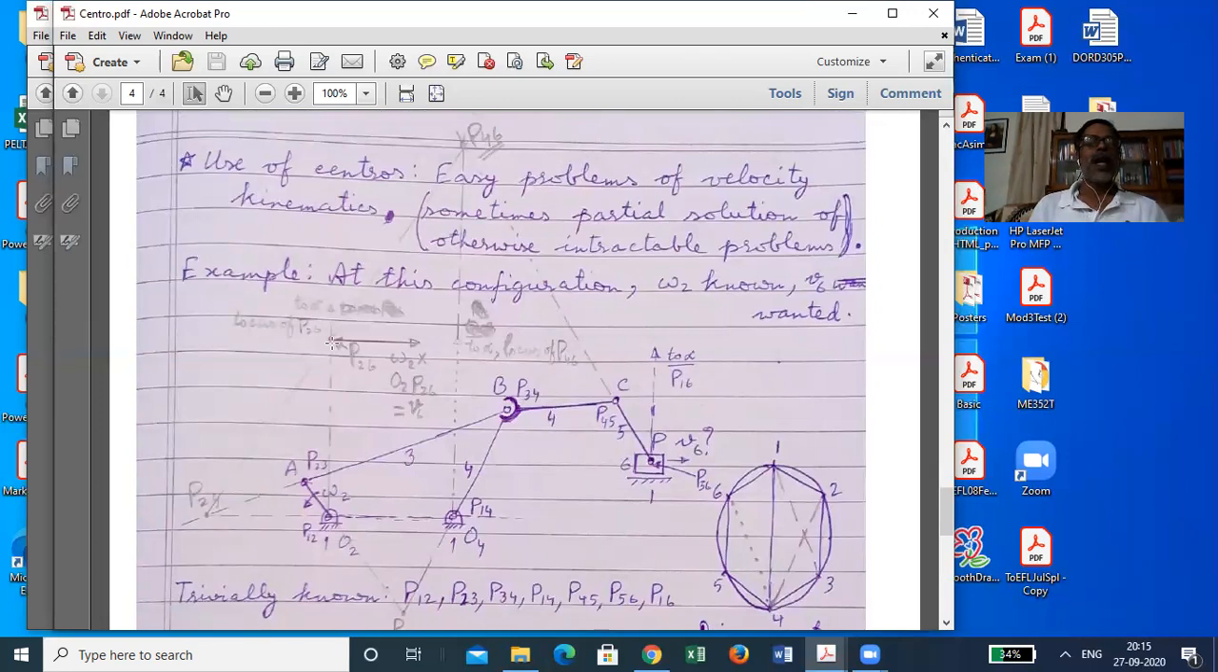Sorry, P26. So P24, P46, P2 and P26. This locus and this locus intersect here, so this point is P26. Okay. And now that you have determined P26, you can consider this link as an extension like this, and determine the velocity of this point as on link 2, and that will be the same omega 2 cross O2 P26.